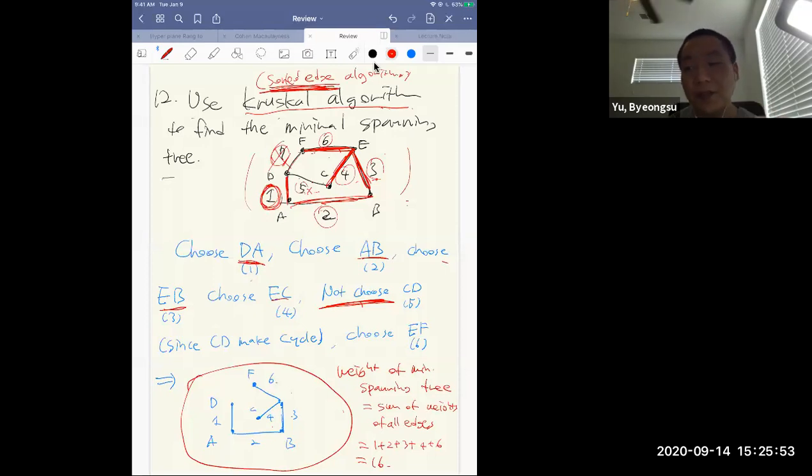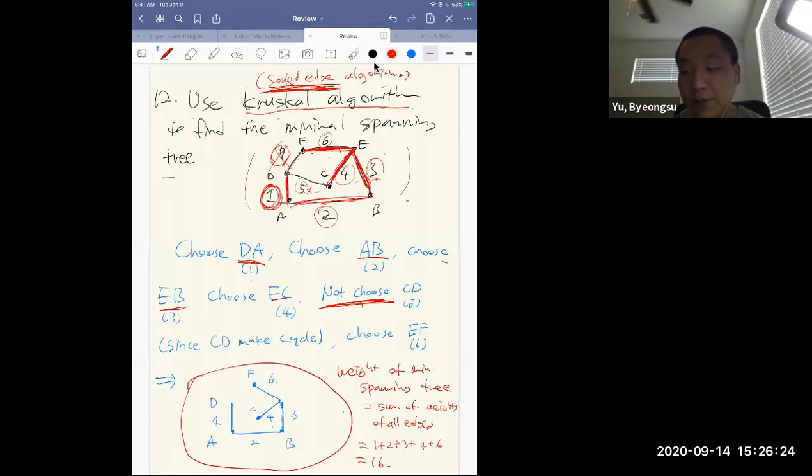But in the case of the sorted edge algorithm, you need to care about two things. The first one is that your choice doesn't make a vertex have a balance of more than 3, right? But in the case of Kruskal's algorithm, you don't need to care about this. All you need to care about in Kruskal's algorithm is not to make a cycle. But in the sorted edge algorithm, you also need to care that your vertex doesn't have a balance of 3, right?